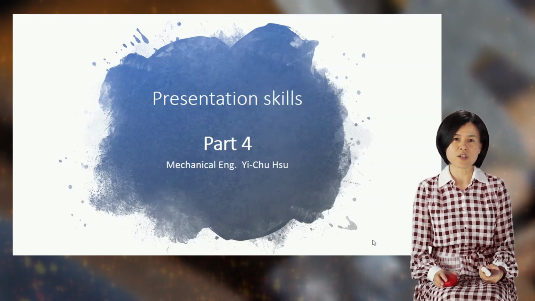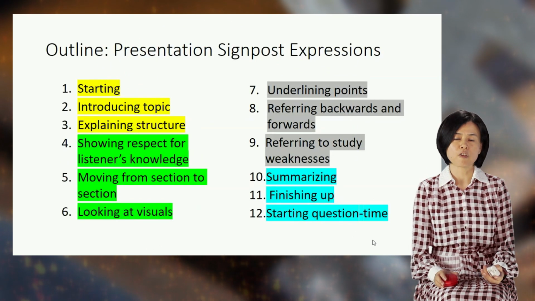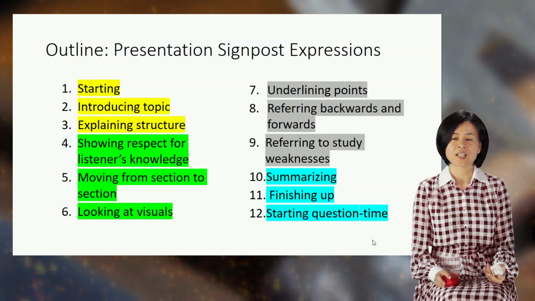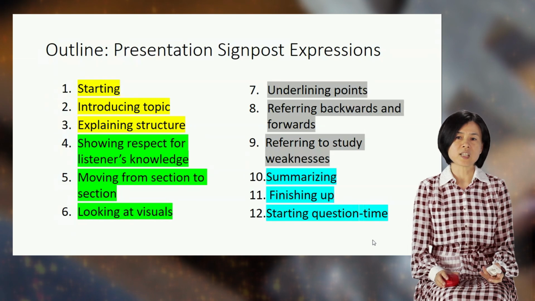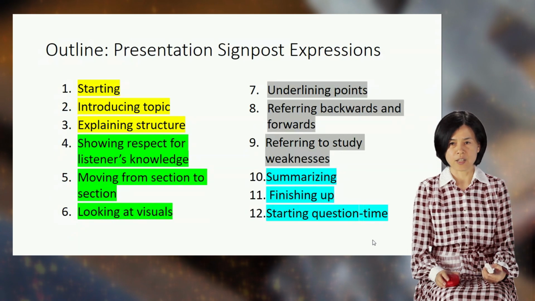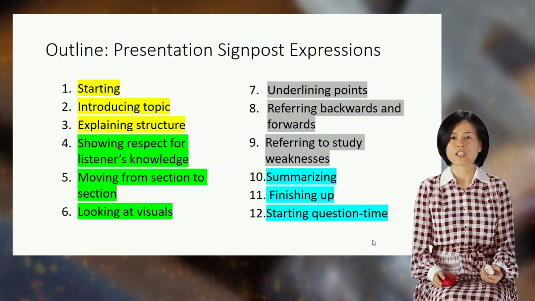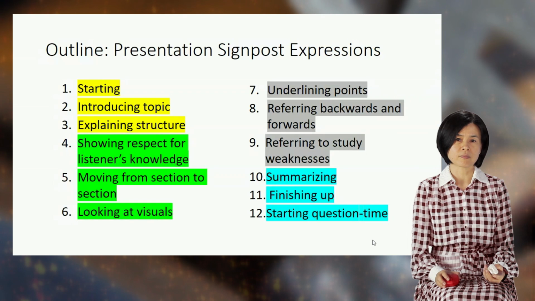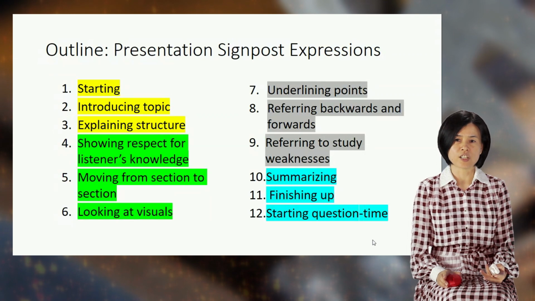And this is the first section of this part. This is the outline of all the topics for presentation signpost expressions. It is divided into 4 sections. I use 4 colors to distinguish the 4 parts. The first section is about how to start a presentation. It is in yellow. The second and third sections are signpost expressions during a presentation. And this video is going to introduce the final section. It is about how to end a presentation, and it is shown here in blue.